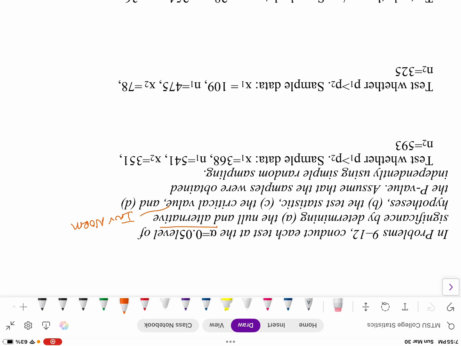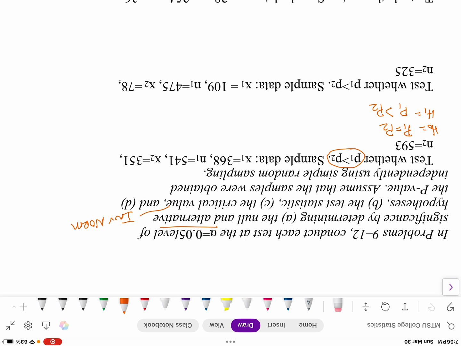So let's go ahead and start our null and alternative hypothesis. For the null hypothesis, we are going to say that P1 is equal to P2. The two proportions are equal to each other. My alternative hypothesis, they tell us right here, is P1 is greater than P2. Now, we don't have the context of the problem, so we don't know what P1 and P2 stand for, the proportion of what.